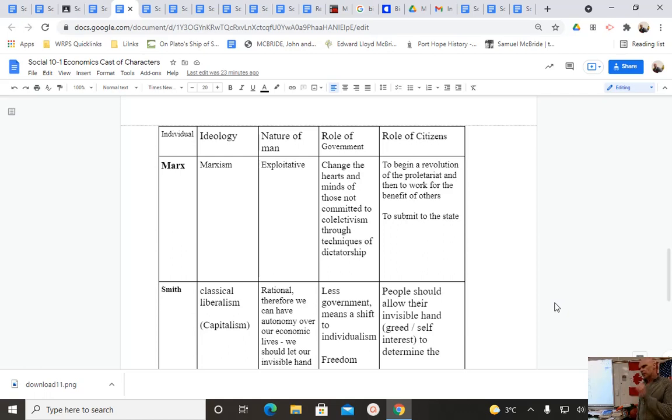And ultimately, the job of the government is to change the hearts and minds of the people towards collectivism, so that each day we wake up saying, what can I do for the group? From each according to his ability to each according to his need. I don't wake up in the morning thinking, how much can I serve Russ McBride? But what can I do to serve you? That's a Marxist point of view, right? And they're willing to use techniques of dictatorship to change the hearts and minds, including indoctrination, propaganda, force, terror, intimidation, purges.